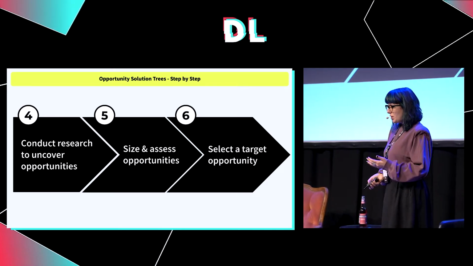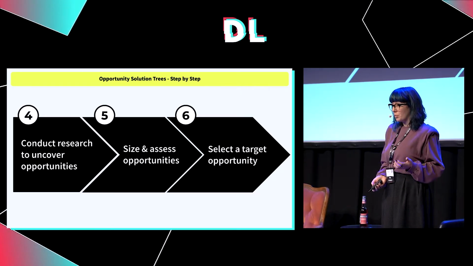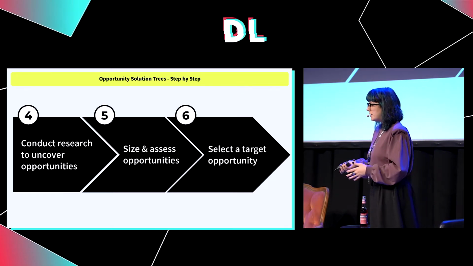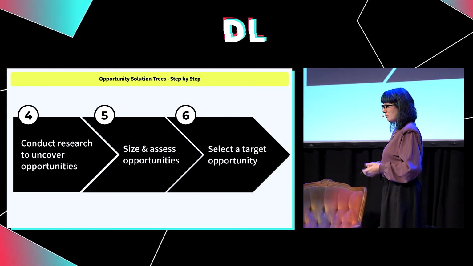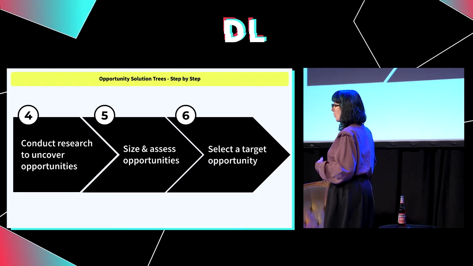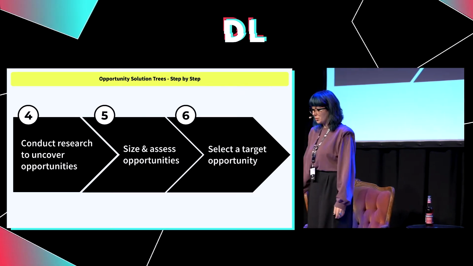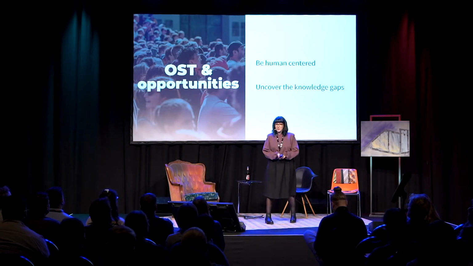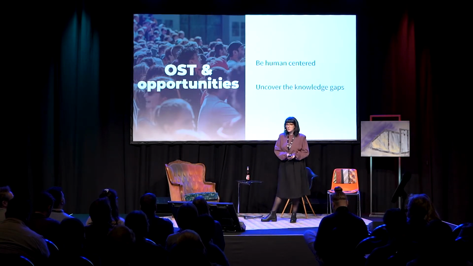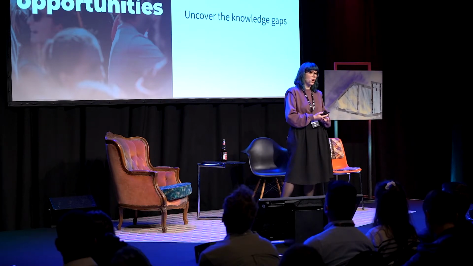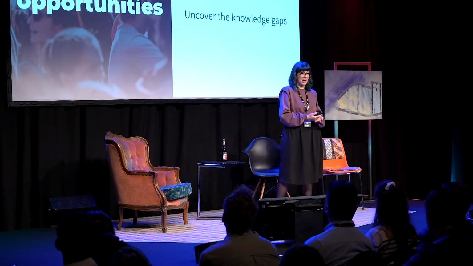With this, step by step, we continue. You conduct research to uncover opportunities and also to inform your future outcomes. You size and assess your opportunities. And based on all of this, you can select a target opportunity. And that's the one we'll take to the next level of the tree. When working with opportunity solution trees at the level of opportunities, the tree reminds us to be human-centered, to think about our customers, and also to uncover and close the knowledge gaps.